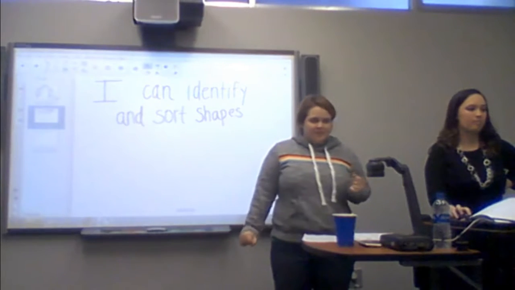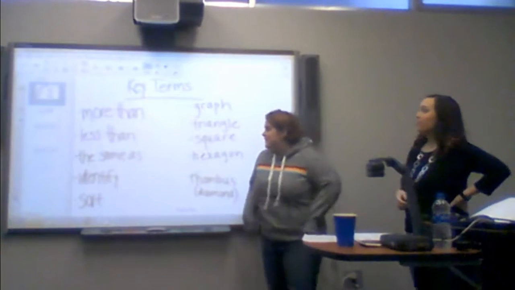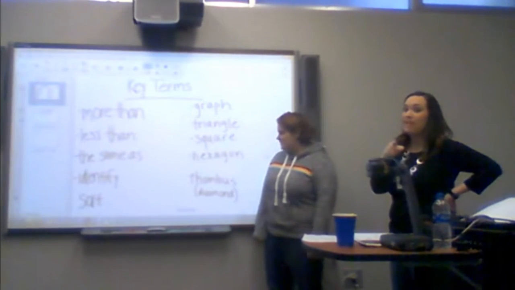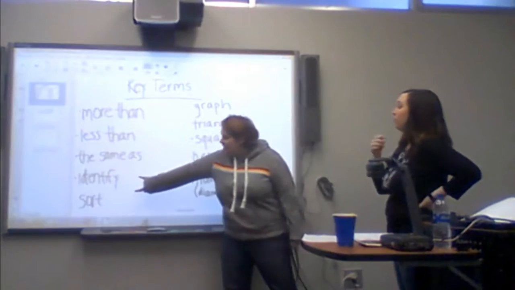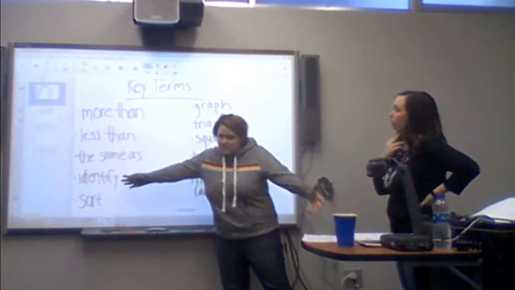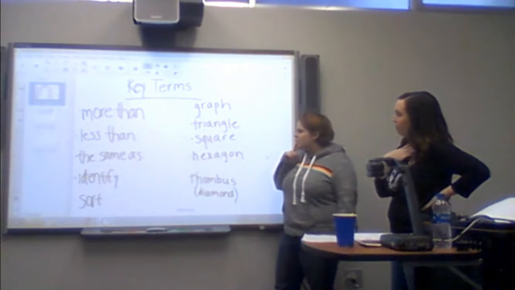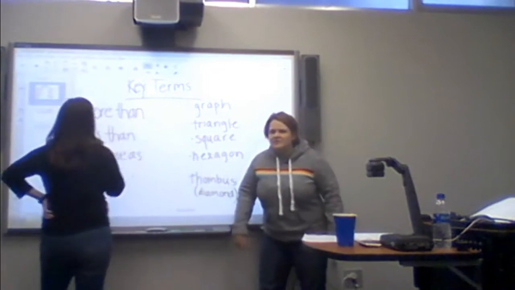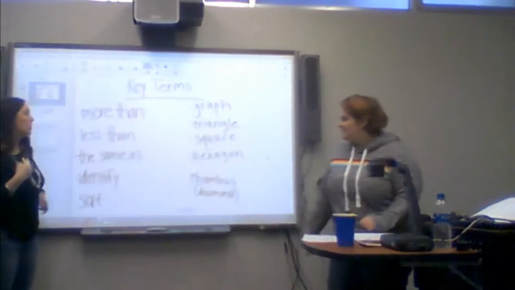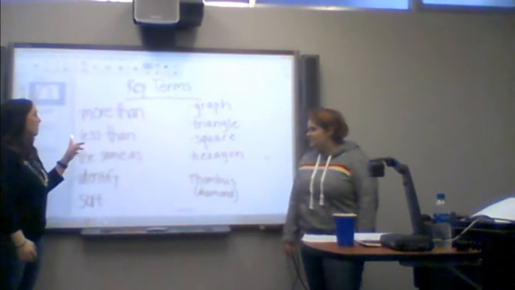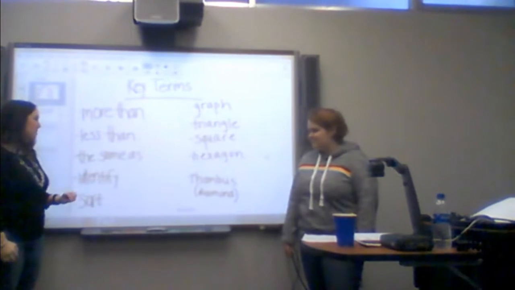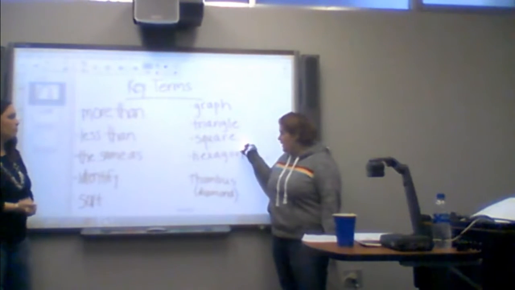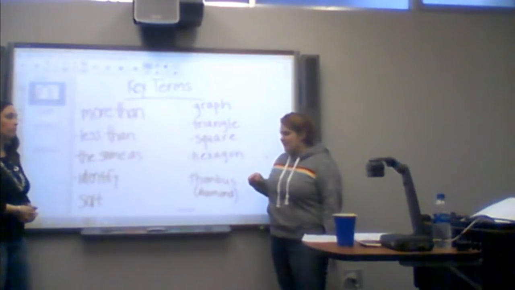So we're going to pull up our key terms and we're going to show you the words you're going to learn today. This looks like a lot of words, doesn't it? But I think you'll be surprised to find out that you already know a lot of these words. We can already cross off these two, identify and sort, because I just told you what they meant. And there are a couple of these words on here like triangle and square you may have heard before, but not really know in depth what it means. But don't worry, you're going to know all these words and be that much smarter. So our words that we're going to learn today are more than, less than, the same as, identify and sort, graph, triangle, square, hexagon, rhombus, or diamond.